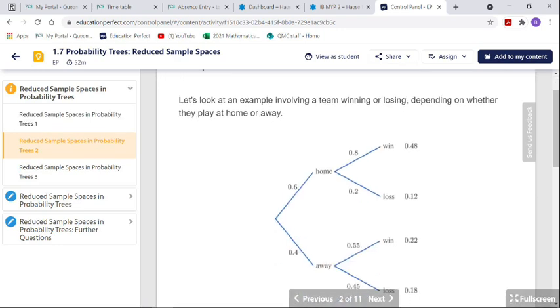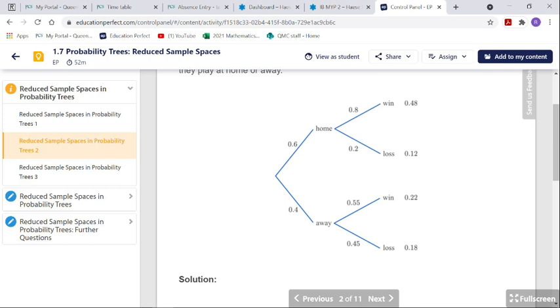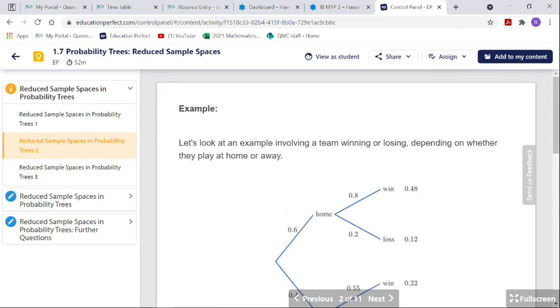Here we go. Here's an example involving a team either winning or losing, depending on whether they play at home or away. So you see the tree: they play home or away, and whether or not they won or lost. And the probabilities are given. Everything is given on the table. They've even multiplied out the probabilities at the end for you, so you don't have to do that part. So, been very nice. So let's see what the question is.